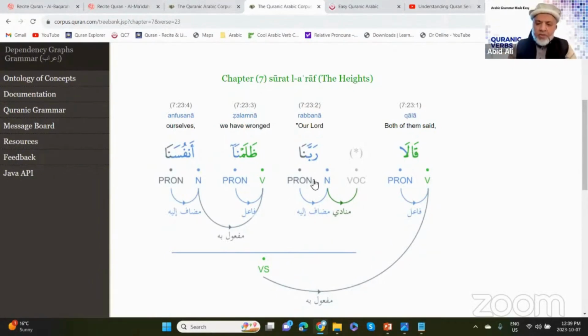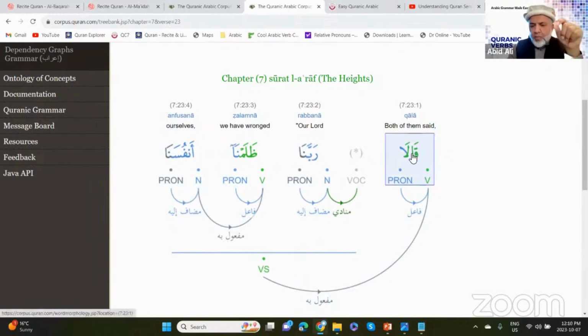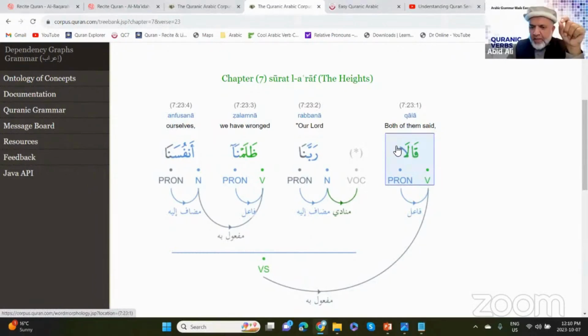So this was qala, and we have learned so far that this is a verbal sentence. Qala means said. And who said? Both of them. Who were the both? Adam and Hawa. But they were third person, right? And it was the huma. And this is the way to write alif in the Quran. This lam-like shape in the middle is basically an alif.